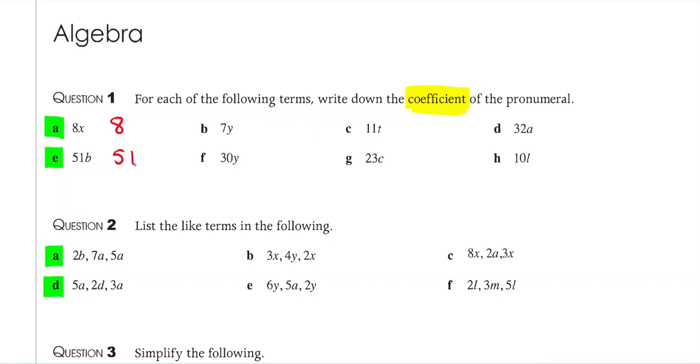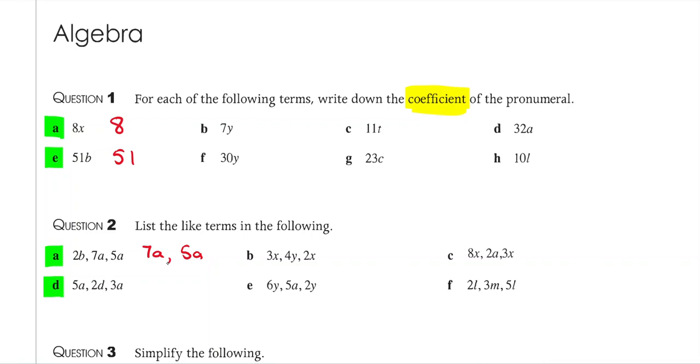Okay? Question 2. List the like terms for the following. Like terms are the ones that have the same letters. So I'm looking at 2b, 7a, and 5a. The numbers aren't what's important, it's the letters. These two terms both have an a, so they are the like terms. It says to list them, so I should write 7a and 5a. It's very tempting to just circle the ones that are like terms, I have to admit.